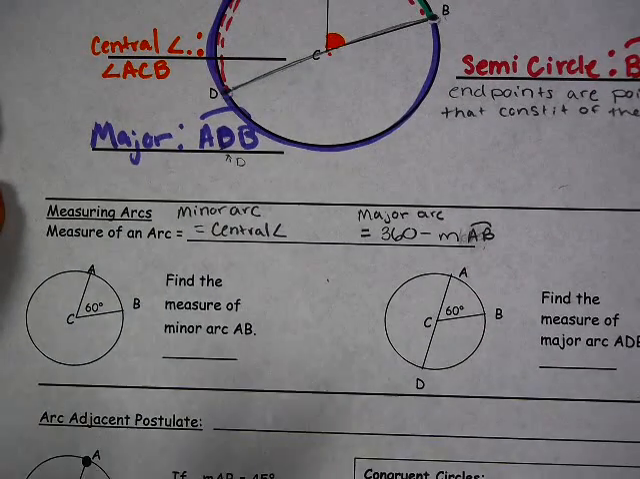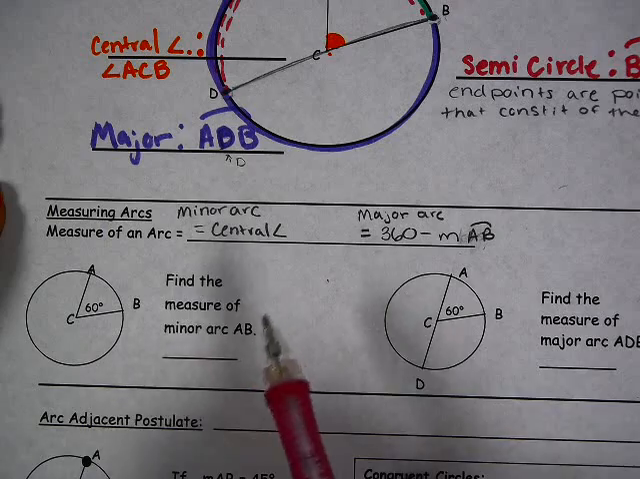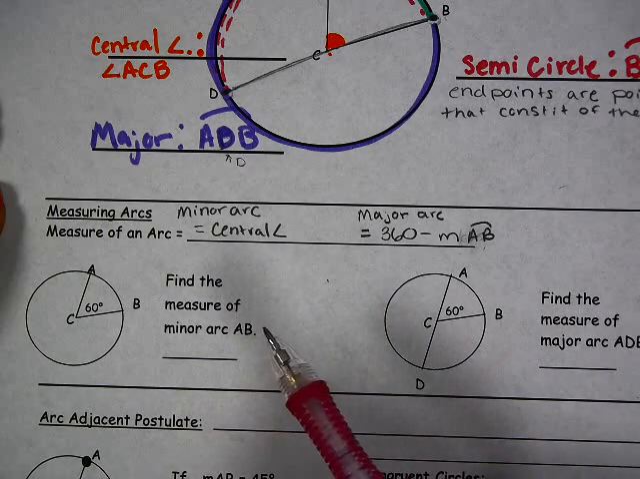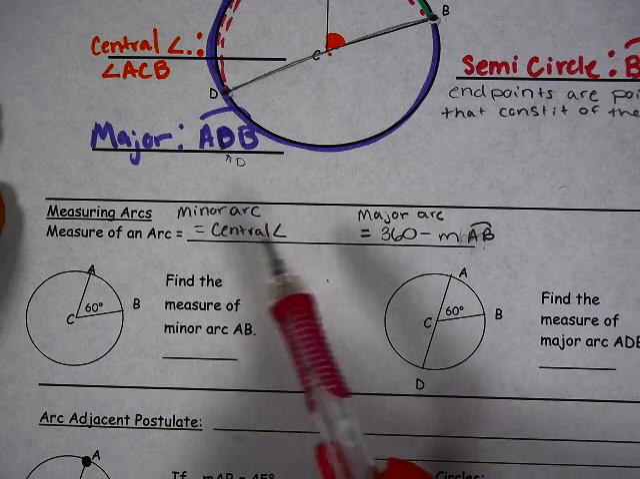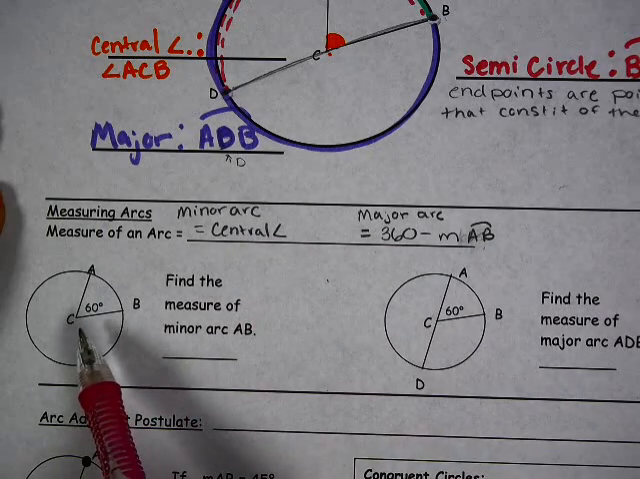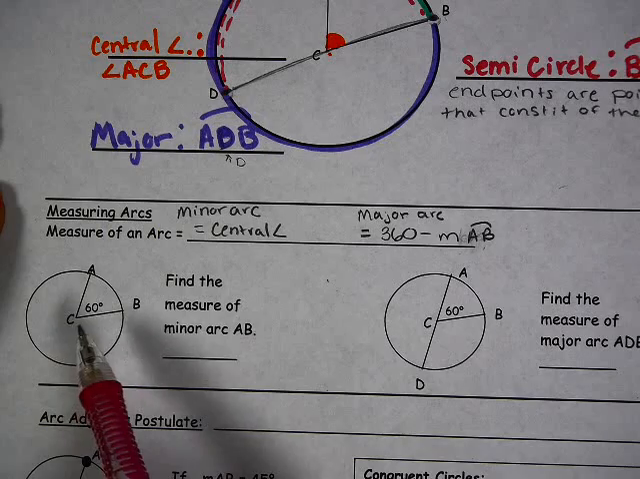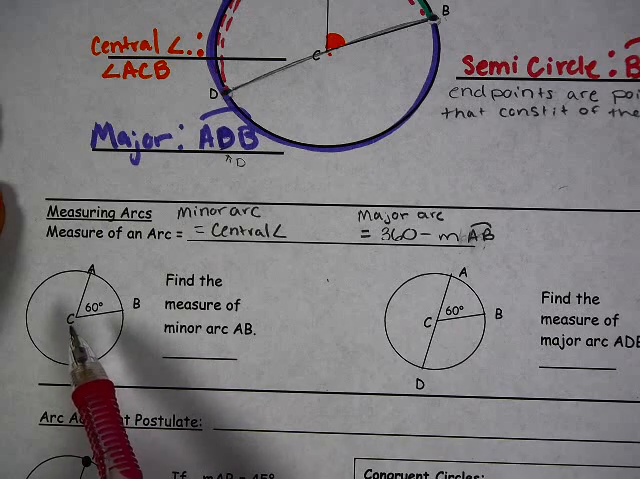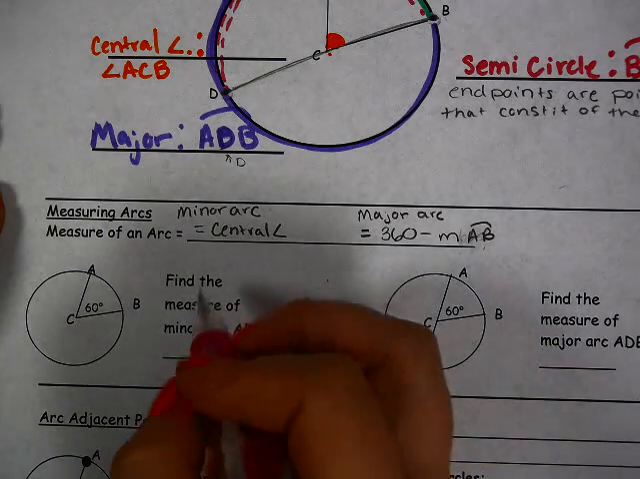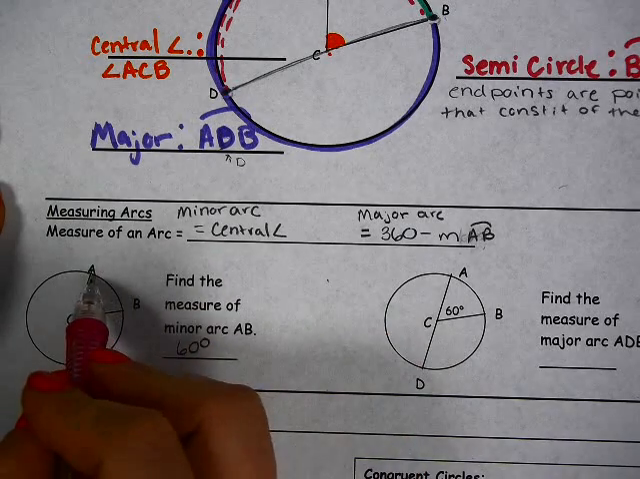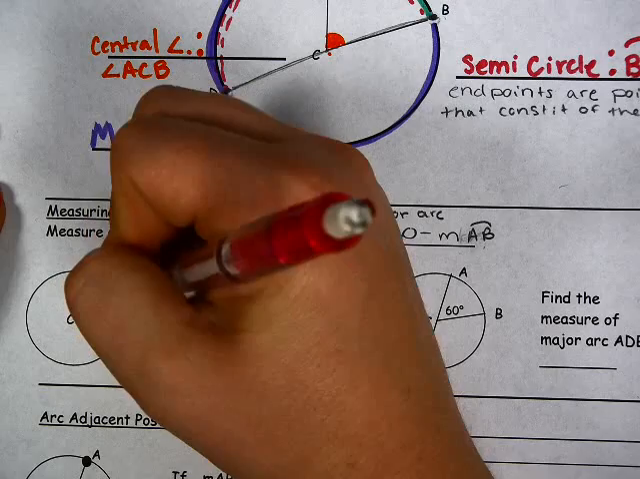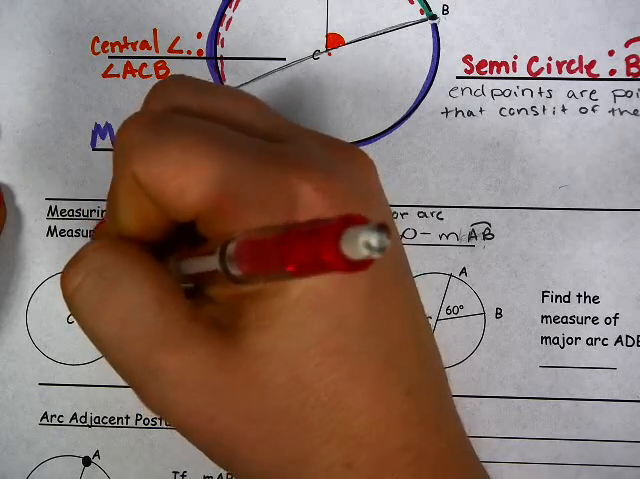Okay, so for this problem here, if we wanted to find the measure of the minor arc AB, we just learned that the minor arc equals the central angle. Well, from our vocabulary, we know that 60 is our central angle in this circle. So this one's pretty straightforward. We're just going to call it 60 degrees for our arc right here.